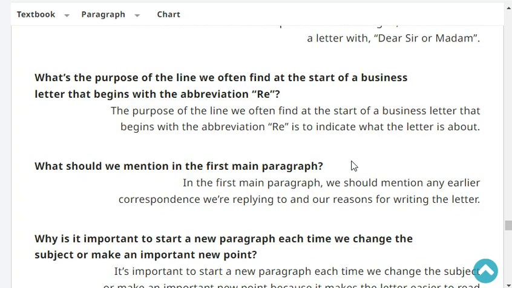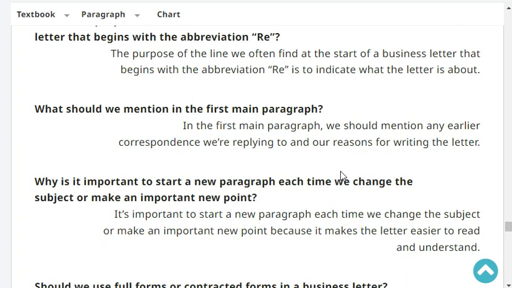Very good. What's the purpose of the line we often find at the start of a business letter that begins with the abbreviation RE? The purpose of the line we often find at the start of a business letter that begins with the abbreviation RE is to indicate what the letter is about.